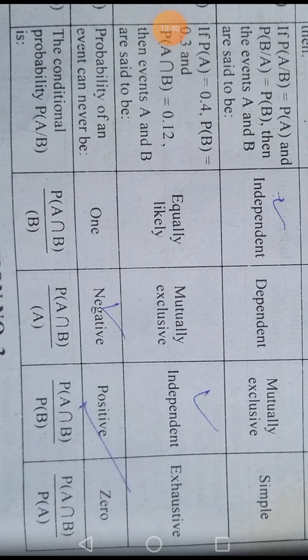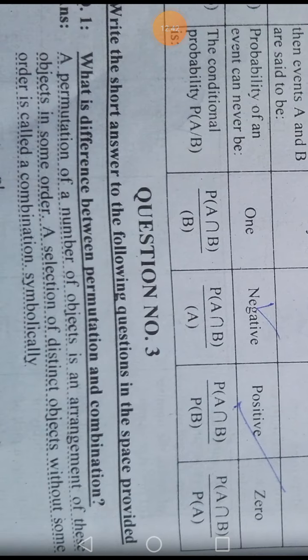Probability of an event can never be negative. The conditional probability of A given B is probability of A intersection B divided by probability of B.